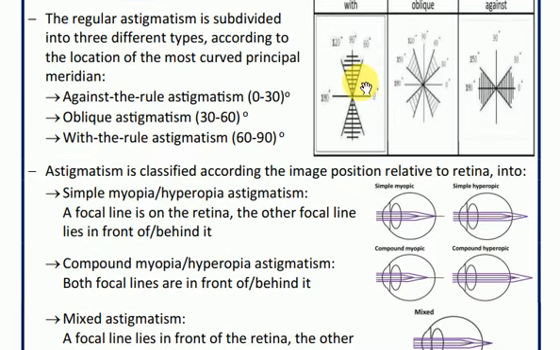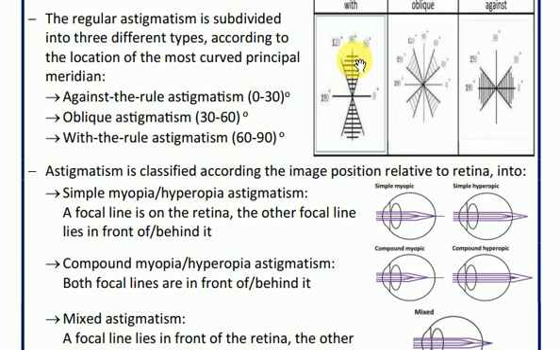The regular astigmatism is further divided into with the rule astigmatism, oblique astigmatism and against the rule astigmatism. With the rule astigmatism is a type of astigmatism where the vertical meridian of the cornea is steeper than the horizontal meridian. Astigmatism occurs when the cornea curvature varies in different meridians, so the light rays focus unevenly.